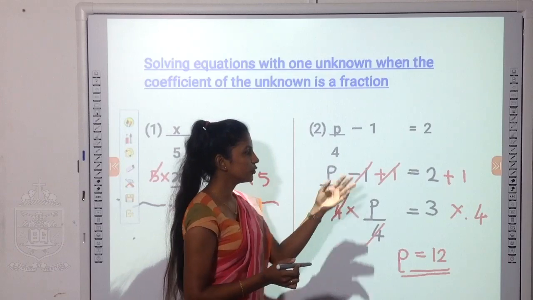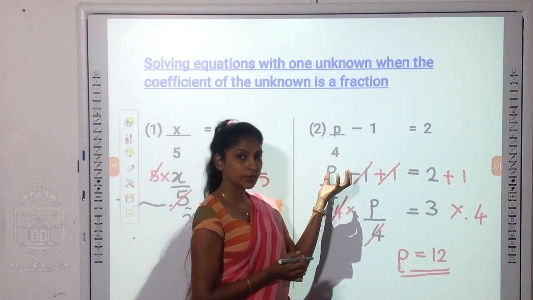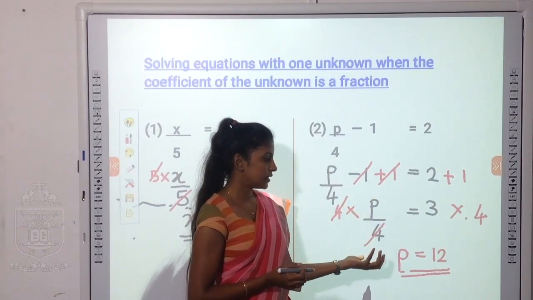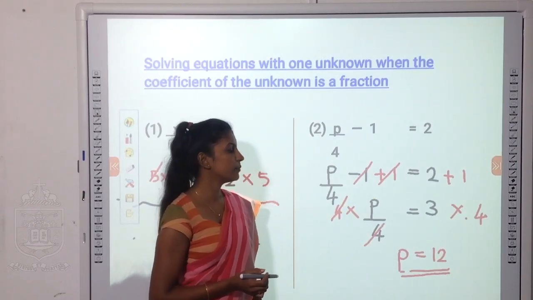So first of all, you have to remove the term which is not connected with the algebraic term, and then you can move to the algebraic term and remove the coefficient from that side.